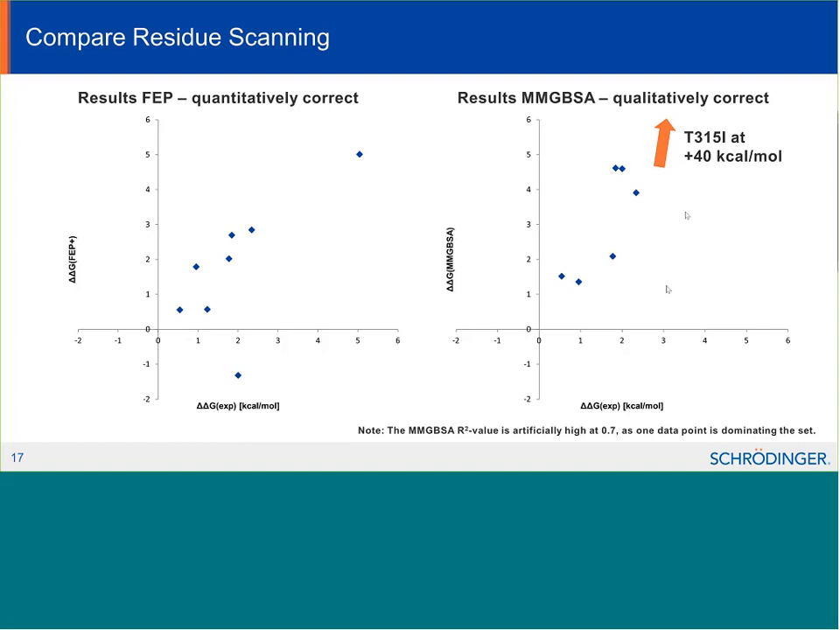I mean, this is a very unfavorable mutation to introduce, but as you can see, the difference between FEP predictions and MMGBSA predictions is that one of them aims to be quantitatively correct, and the other is more qualitatively correct for ranking individual mutations.